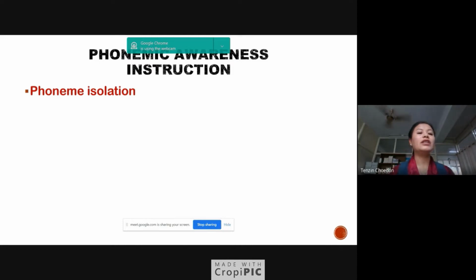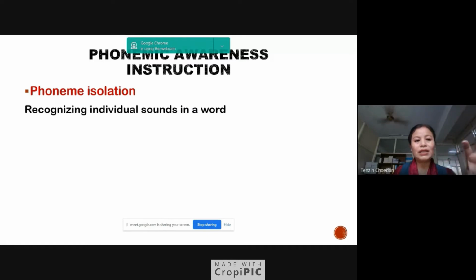The first one is phoneme isolation. The term itself suggests it: isolation means to isolate. So what you are doing here is trying to isolate the phonemes, right? So what is phoneme isolation? Recognizing individual sounds in a word.